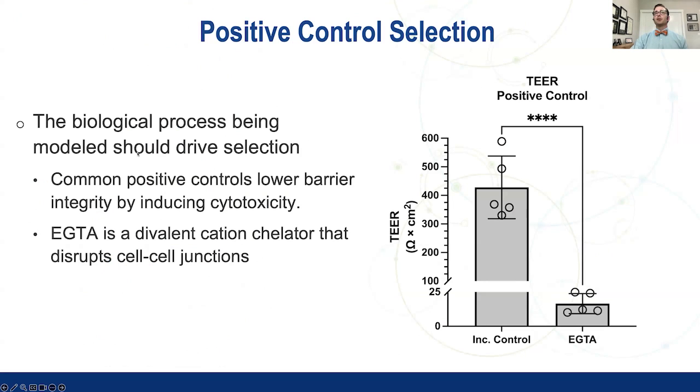And so next, positive control selection. I'll be really brief here, but oftentimes detergents like Triton X or SDS are used as positive controls for TEER, and they will reduce your TEER, but it's because they're permeabilizing and killing your cells, not because they're reducing barrier integrity. So while cytotoxicity can affect barrier integrity, we need to be conscious that that's not the only thing we want to capture. And so we tested EGTA and found it to be a very nice and reliable positive control for reducing TEER without killing the cells.